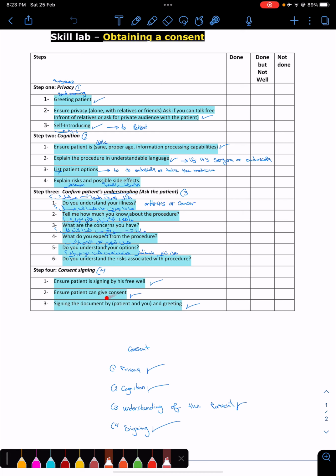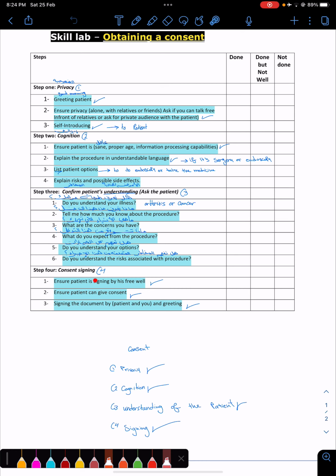The consent signing: ensure the patient is signing of his free will. Ensure the patient can give consent. Sign the document, you and the patient, right? So that's all: privacy, cognition, understanding and signing. Cognition means all the information that the patient needs, you've got to give to the patient. This is what cognition means. Understanding is to ensure whether the patient understands the things that you've said to him or not. This is the last step.